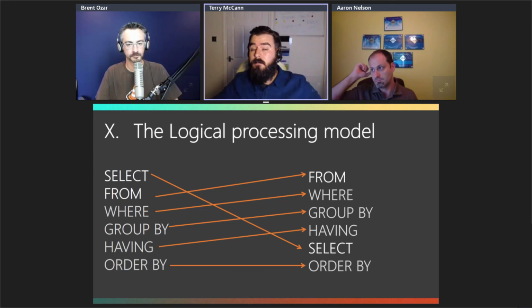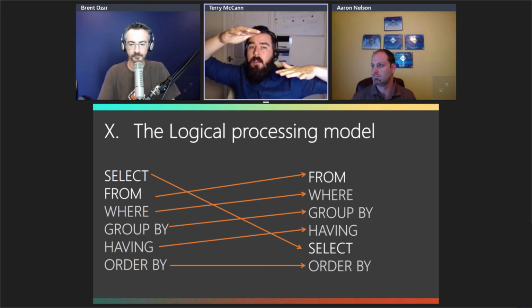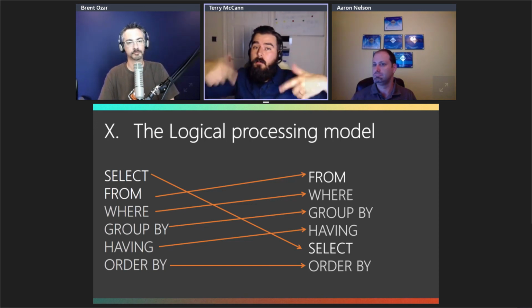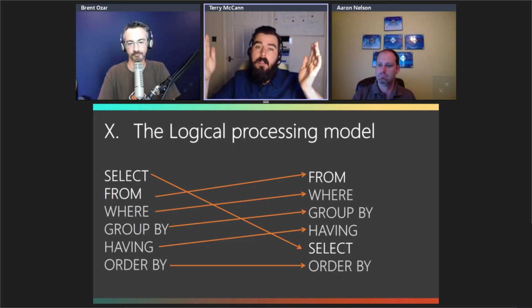So we're taking our data, we're mashing it all together into this big table. We're then going to limit our rows down. We're then going to group our data, and then we're going to limit those groups by using our having. Then we do our select. So we say we want these columns, and then we order by.